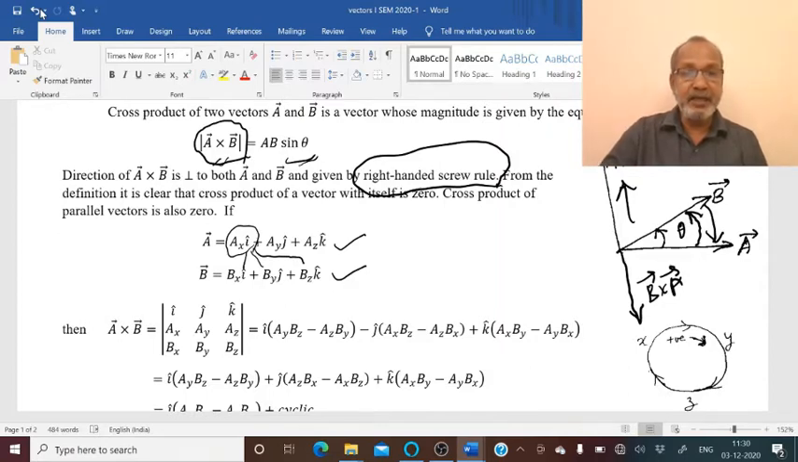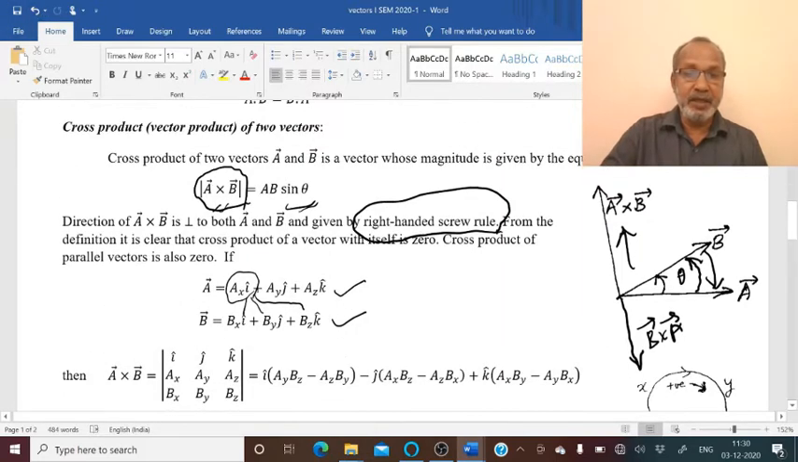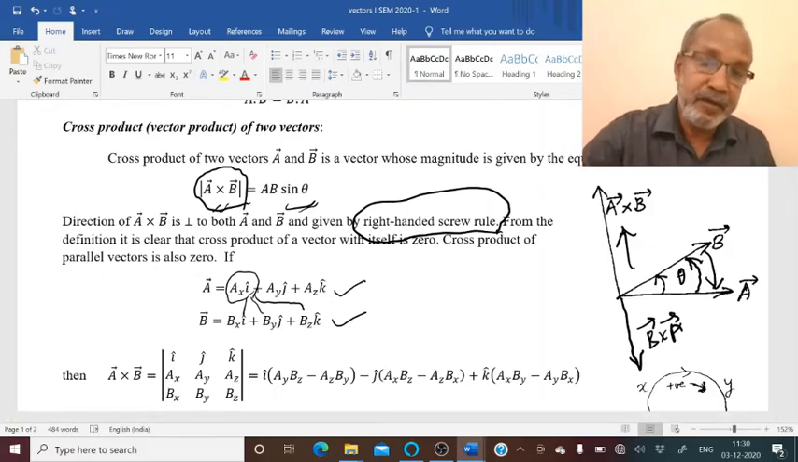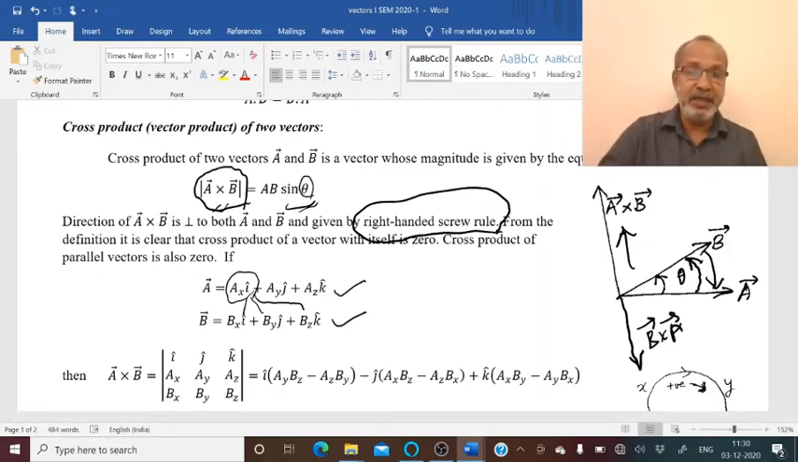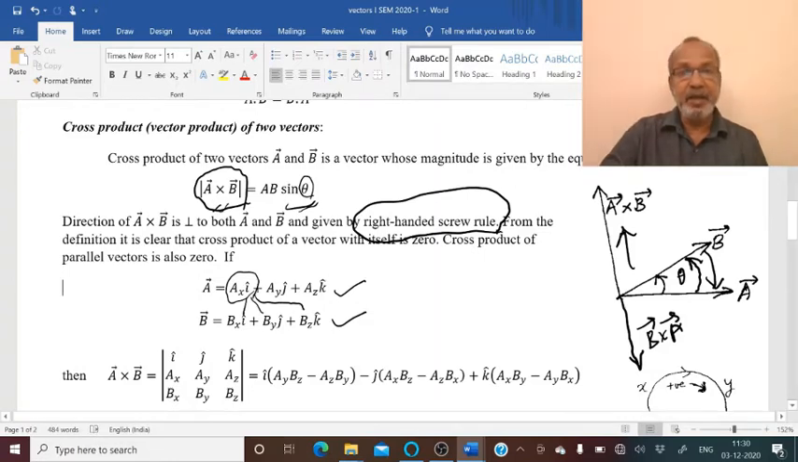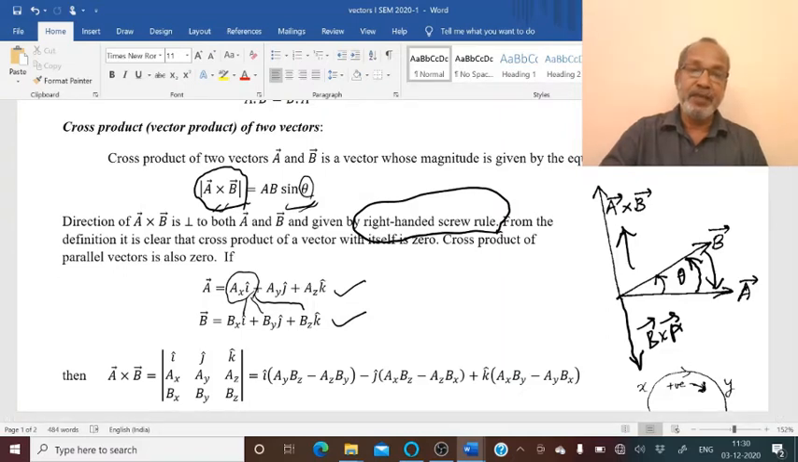Out of that, i cross i will be 0, j cross j will be 0, and k cross k will be 0, because the angle between i and i is 0 degrees. So here you will get a sin 0 from the definition, and the result will be a vector having 0 magnitude, that is a zero vector. 6 terms will remain, and you have to use the fact that i cross j is equal to k, j cross i is equal to minus k, and so on.